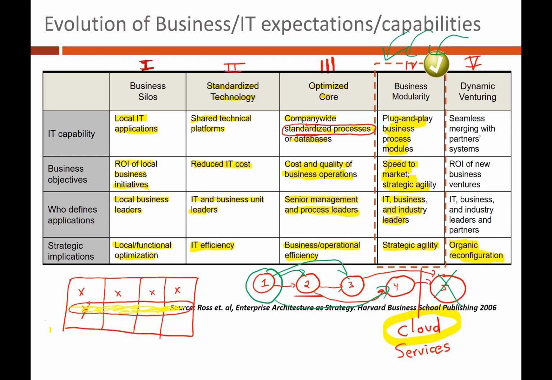So I would suggest to you that, like the little check mark here illustrates, where most companies are right now is in this business modularity, and they're trying to figure out how to achieve steps towards dynamic venturing, at least in terms of the things that they work on a regular basis. Comments, questions? I guess by stage 5 security would be worked out.